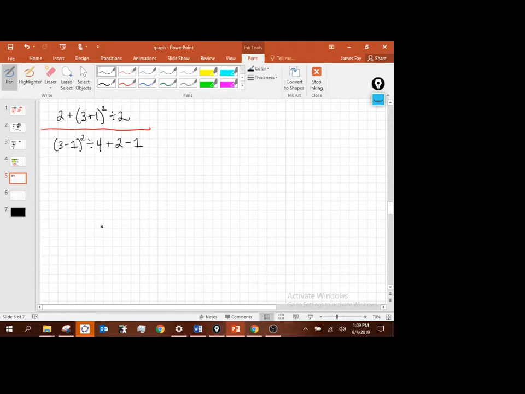So I've got this problem where that red division bar is saying I'm going to take that top expression and divide it by the bottom one, right? Okay.